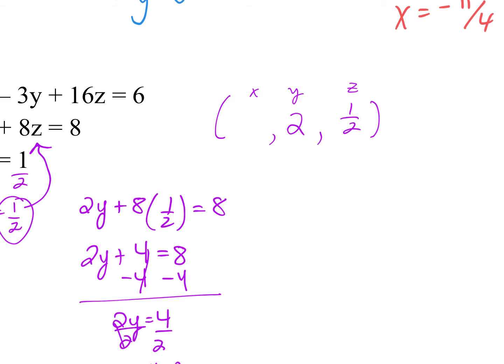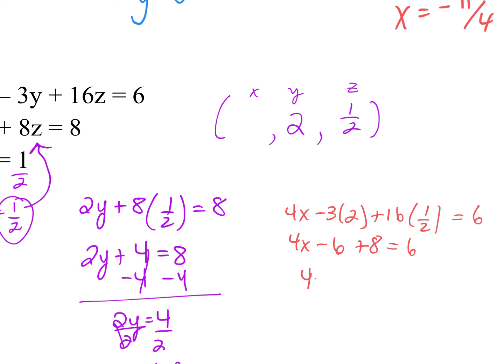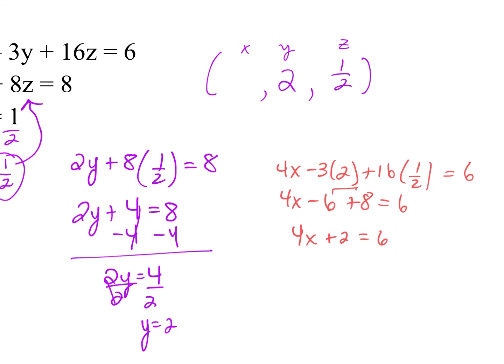All right, now we have a y value, we have a z value. Let's plug it into the top and find out what x equals. So 4x minus 3 times 2 plus 16 times 1/2 equals 6. So 4x, 3 times 2, it's just going to give me minus 6. 16 times 1/2, that's 16 divided by 2, gives me 8, equals 6. So 4x, I have a negative 6 and a positive 8. That's going to give me a positive 2. So plus 2 equals 6.